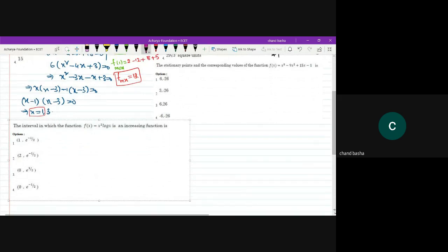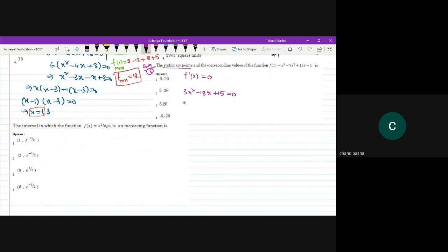Next, at which point does the given function have a stationary point? For stationary points, f dash of x is equal to 0. F dash of x means 3 times x square minus 18 times x plus 15 is equal to 0.